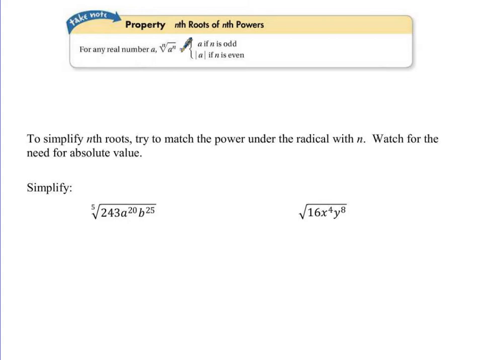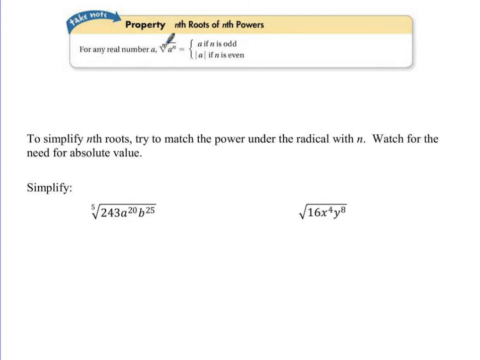I hate using that word cancel, but that's kind of what they do, and I know that's how you guys think of it. So if n is odd, they will wipe each other out if this index right here is odd and this exponent is the same. You'll just get a.